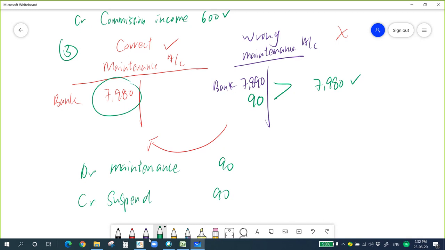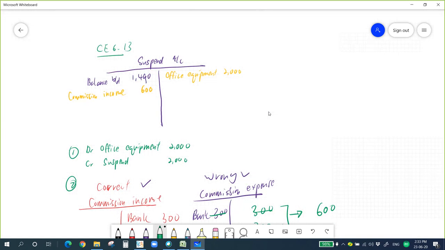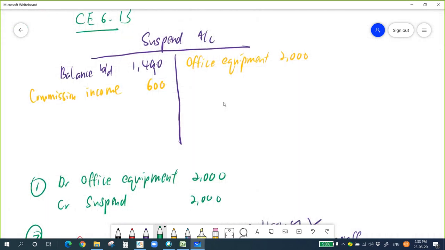So have you complete this? Yes? So we move to our suspend account. Here we will write maintenance 90. So let's see whether we can balance our suspend account. So the total debit 2090, total credit 2090. It means that we have rectified the error. The account is balanced now without suspend account.